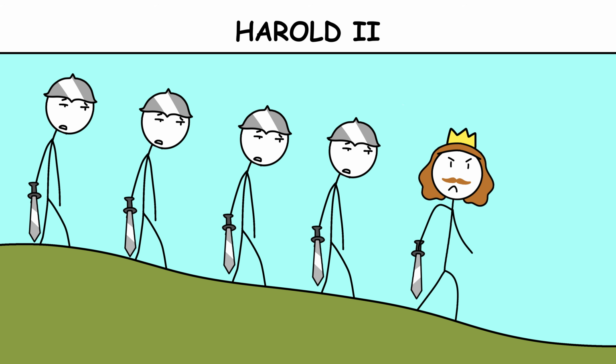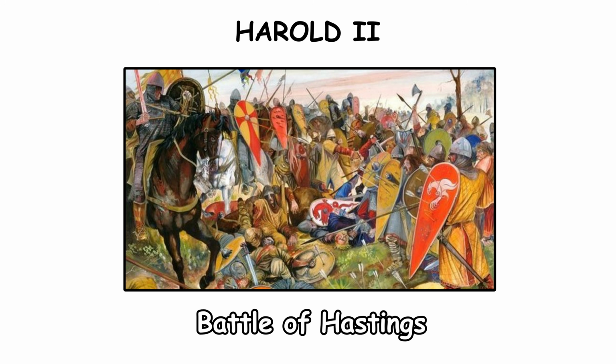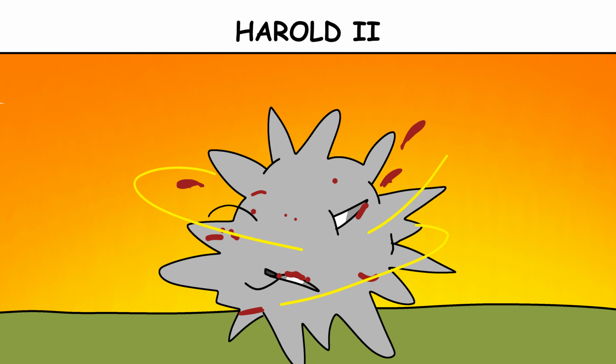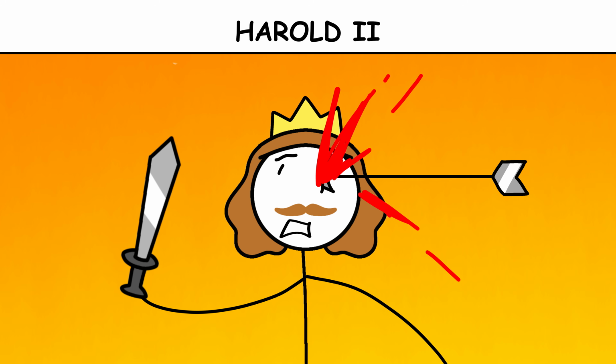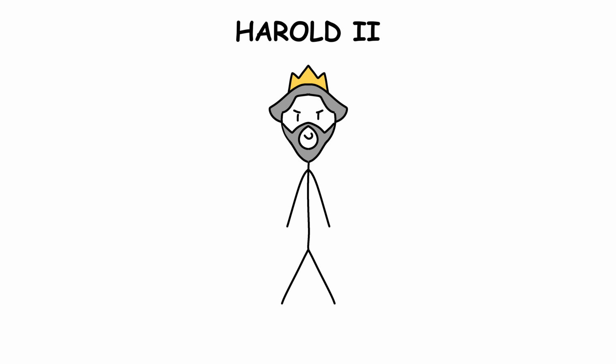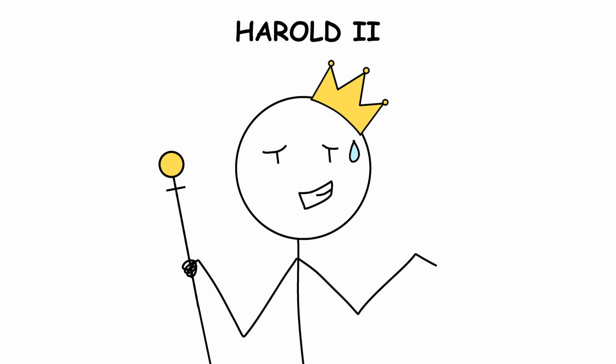Harold force-marched his exhausted army 250 miles south to meet this threat. At the Battle of Hastings on October 14th, Harold's tired troops faced William's fresh Norman forces. The battle raged all day until Harold was struck in the eye and killed. Harold's death ended the 600 years of Anglo-Saxon rule. William the Conqueror became king. But dying in battle was nothing compared to being slowly tortured to death.